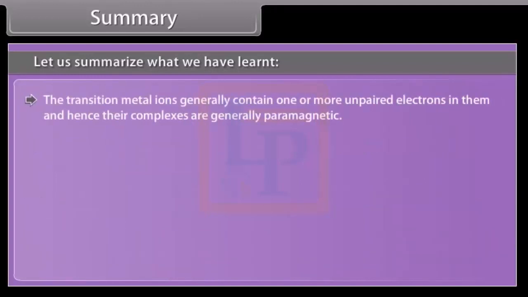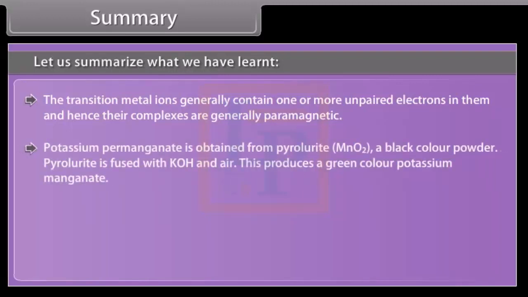The transition metal ions generally contain one or more unpaired electrons in them, and hence their complexes are generally paramagnetic. Potassium permanganate is obtained from pyrolusite, a black color powder. Pyrolusite is fused with KOH and air. This produces green color potassium manganate.